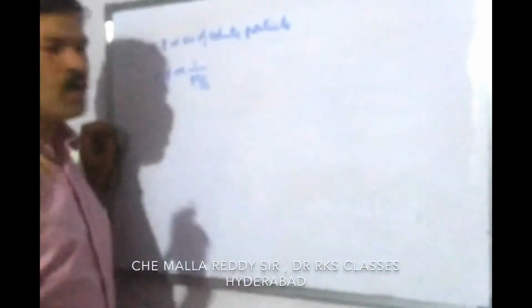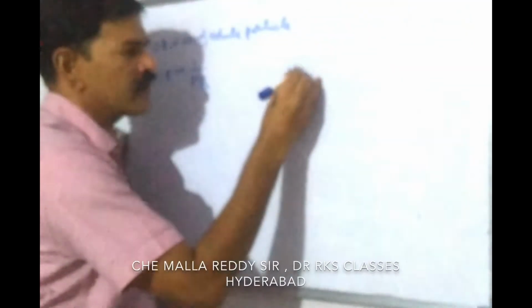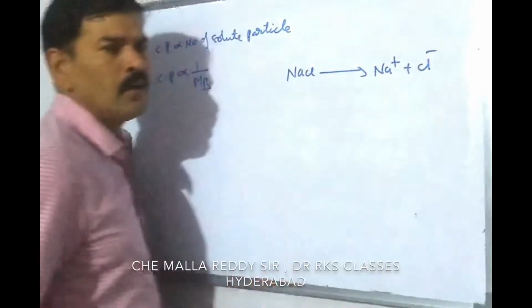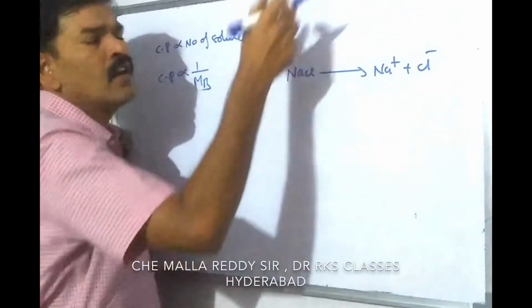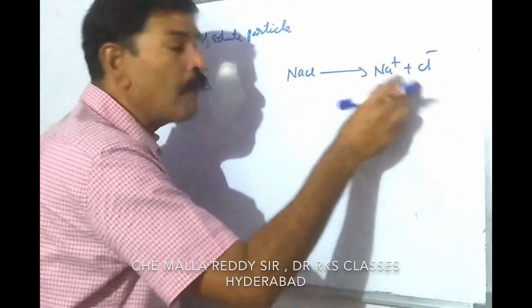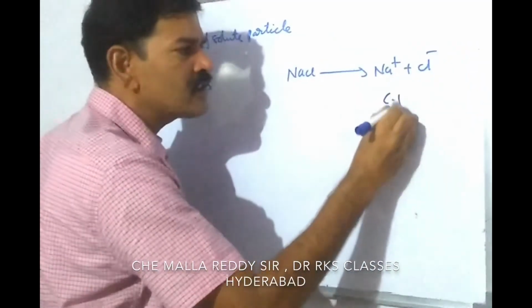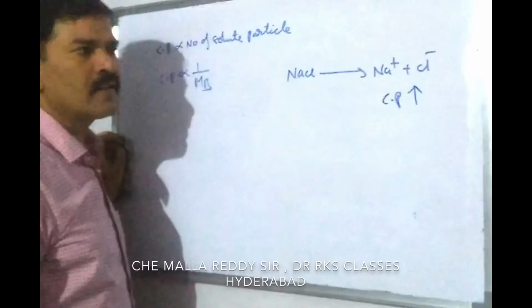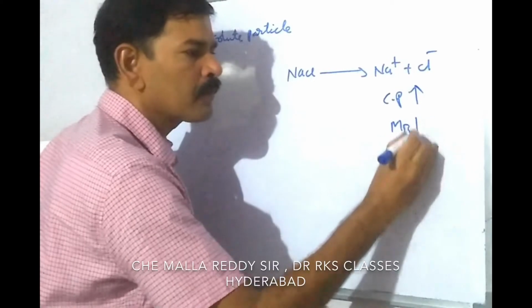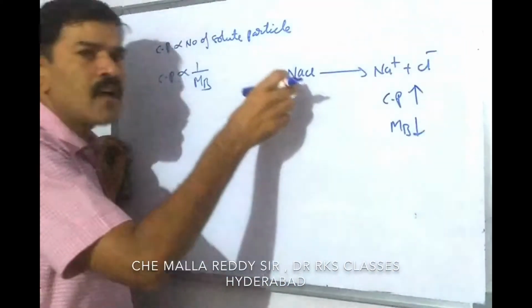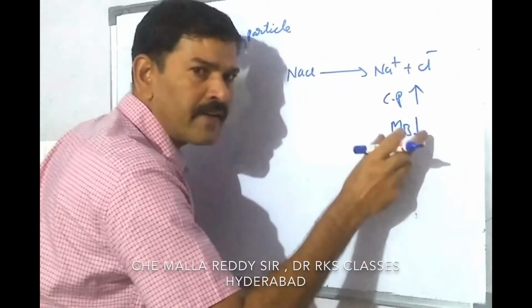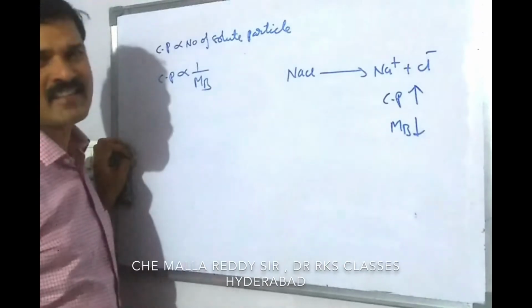In the case of dissociated solutes, for example, I am taking NaCl. NaCl is dissolved in water to form Na+ and Cl-. One NaCl molecule is converted into Na+ and Cl-, so here two particles are formed. The number of particles is increased. When the number of particles increases, colligative properties increase. When colligative properties increase, molecular weight decreases. In the case of dissociated solutes, the observed molecular weight is less than the theoretical molecular weight.